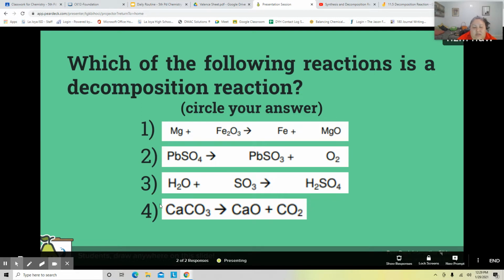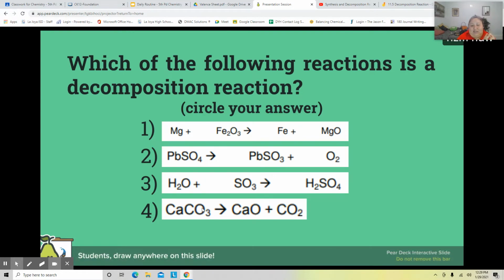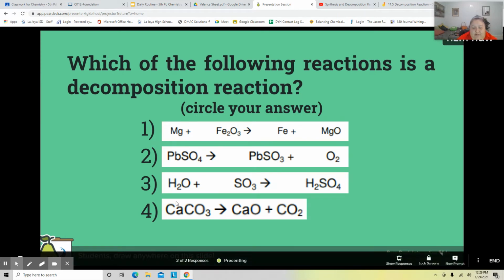Let's check it out. Calcium carbonate, CaCO3, definitely is a large compound, right? It's a large reactant, right? One reactant is breaking apart into smaller compounds, or smaller products. One reactant, 2 products, that is definitely a decomposition reaction. Very good, ma'am.